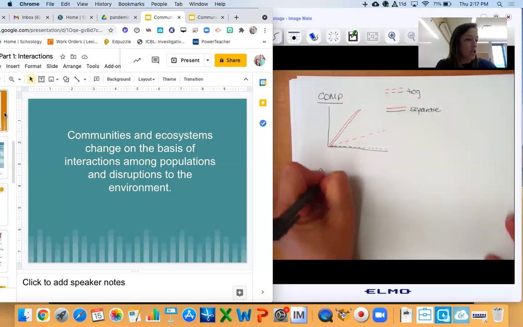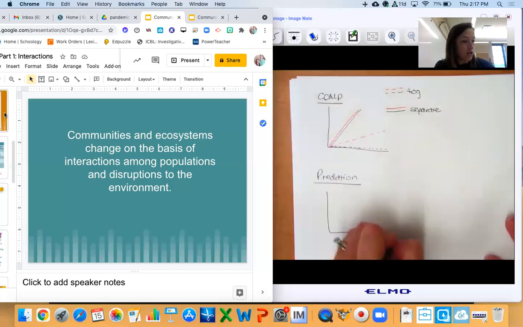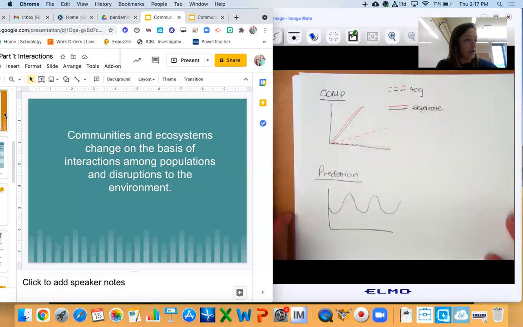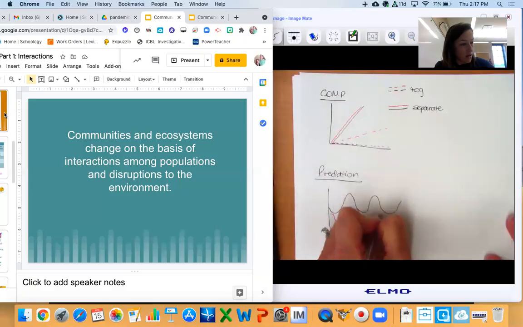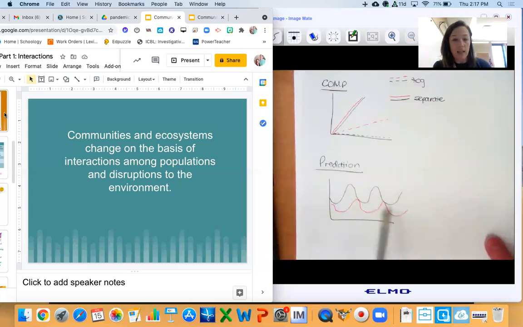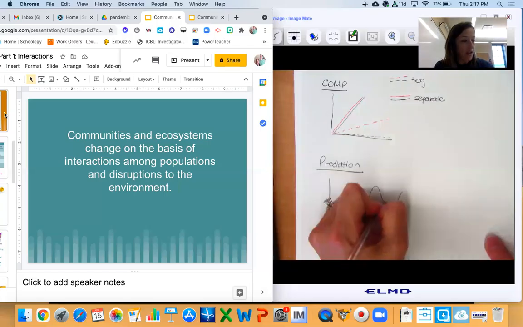All right, predation. Predation is a very distinct looking graph. What you're going to see with predation is you're going to see the prey rising and falling, okay, and they're going to be up higher. And then you're going to see the predator. That's going to be probably coming a little after. It's not a beautiful graph, but you get the idea. They're going to rise and fall in sync, except the predator's peaks are going to be slightly after the prey peaks.